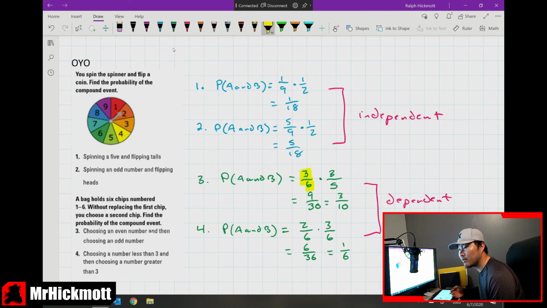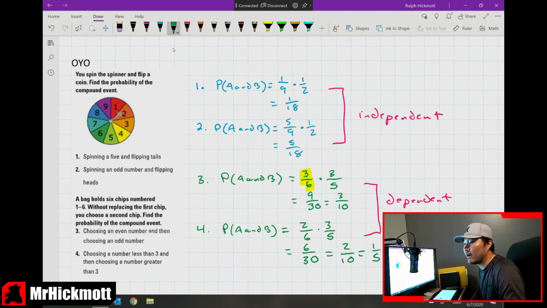And then choosing a number greater than 3. Someone might have noticed I made a mistake here, and I'll make a note of that. Yeah, that was a horrible mistake, and it is the most common mistake: not changing the total possible outcomes. It should be 5 because there are 5 chips left, and there are 3 numbers greater than 3 in this case. So it would be 6 out of 30, which reduces to 2 out of 10, which is 1 out of 5.